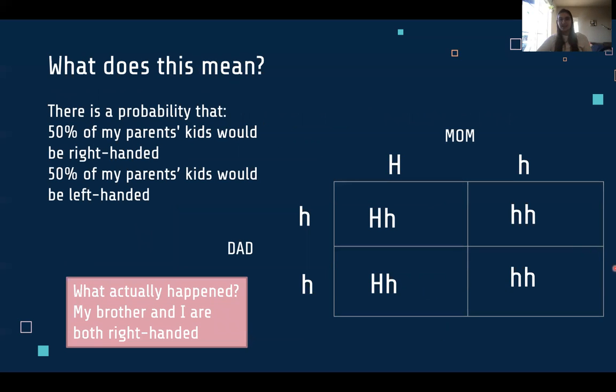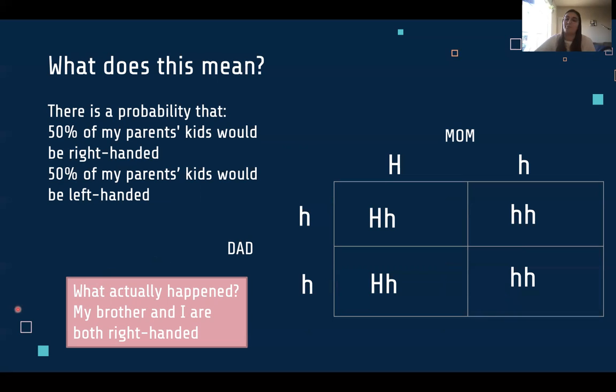So what does this mean? This means that there's a probability that 50% of my parents' kids are going to be right-handed and 50% of my parents' kids are going to be left-handed. I found these numbers by looking at my Punnett square. I can see that 2 out of 4 of my genotypes that I crossed have those big H's, which means they're going to show our dominant trait, which is right-handedness. Whereas 2 of my genotypes are going to have left-handed because they have no big H's. They just have little h's, so they're going to show our recessive trait, which is left-handedness.